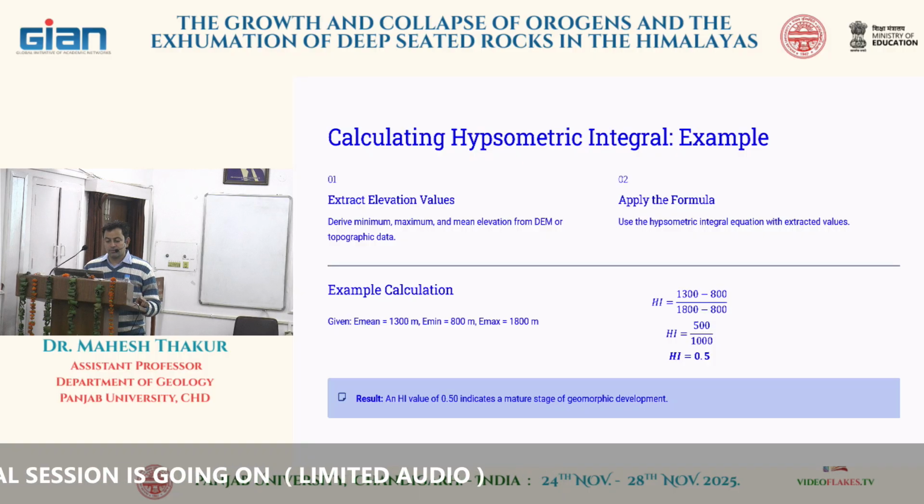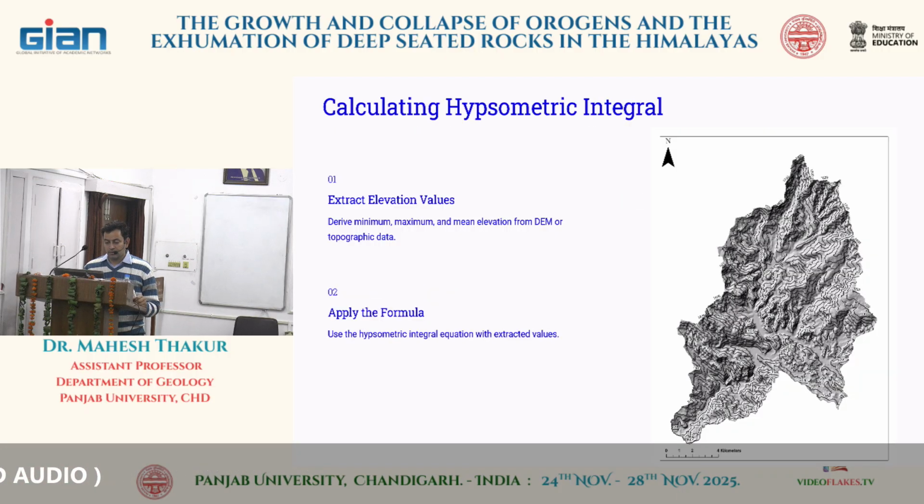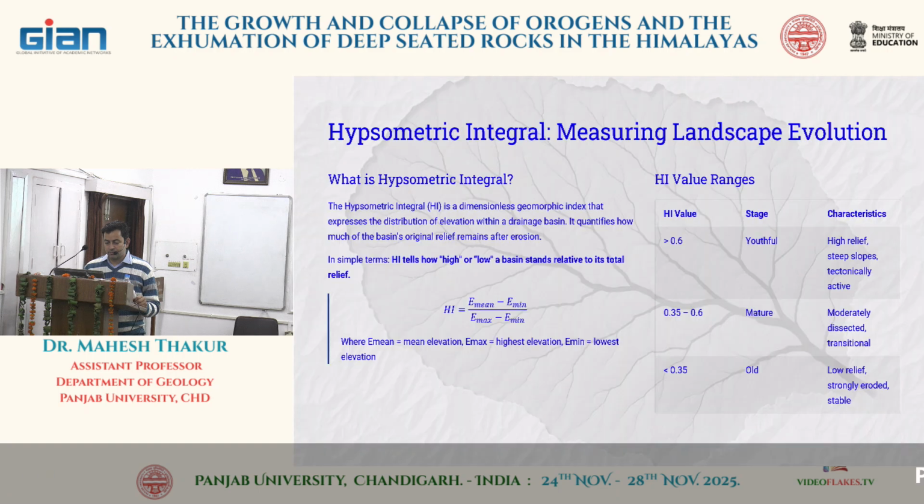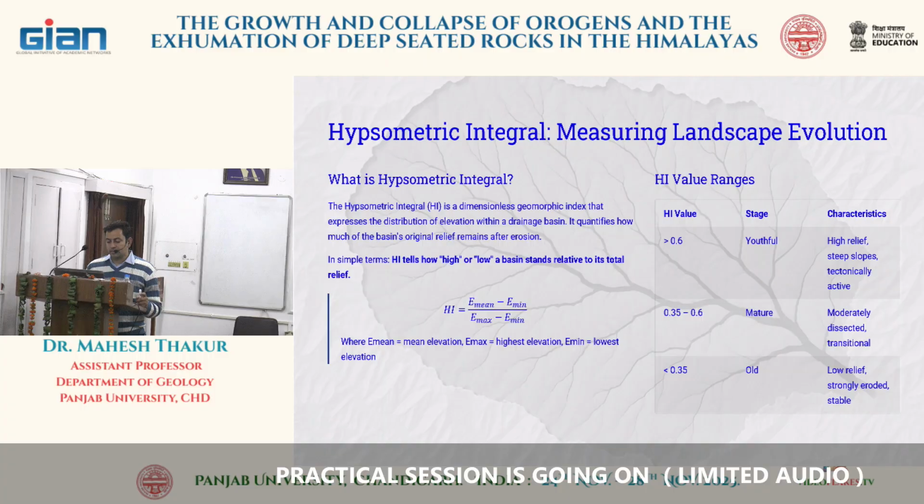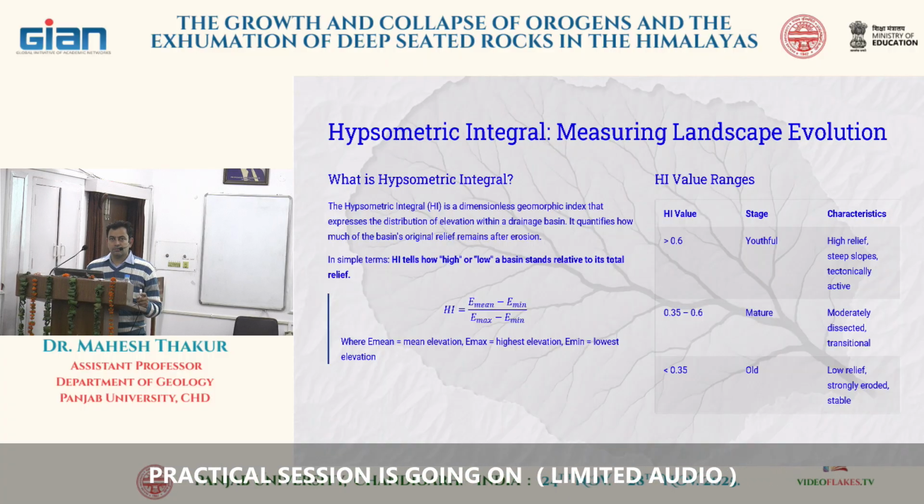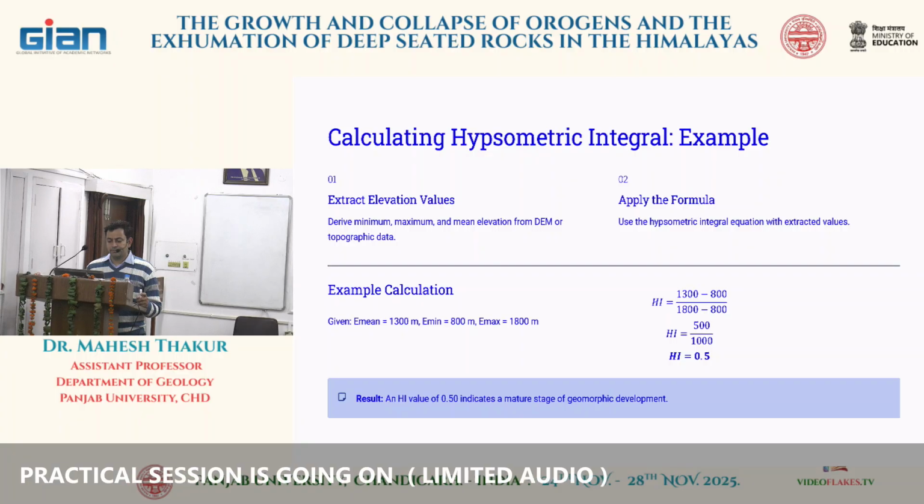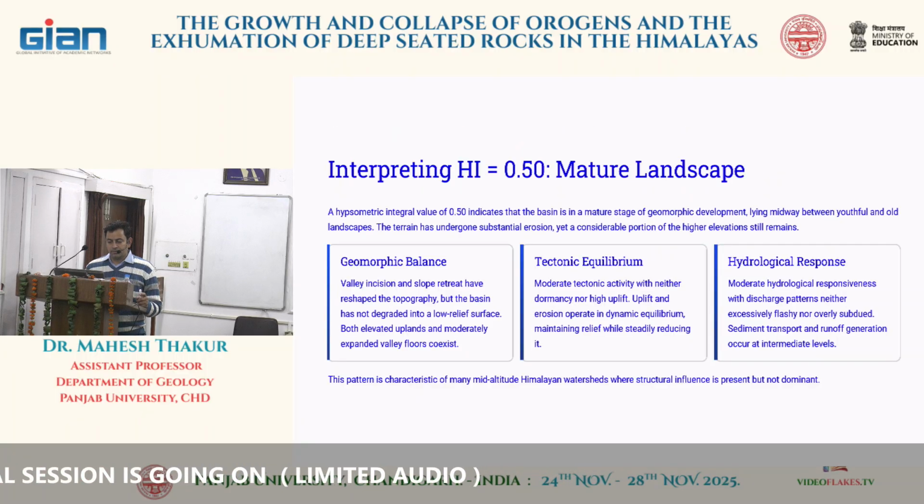So we can see that HI value is around 0.5. That means it's mature, moderately dissected and transitional. We have to find the mean. We will help you.